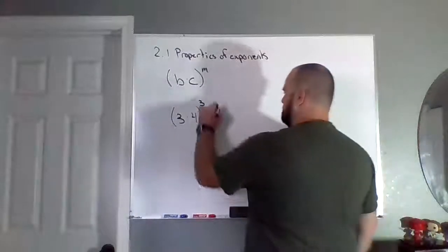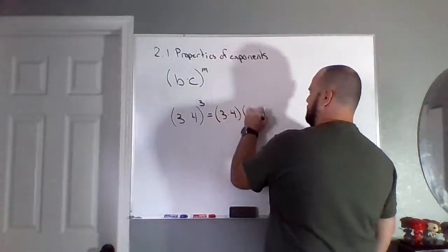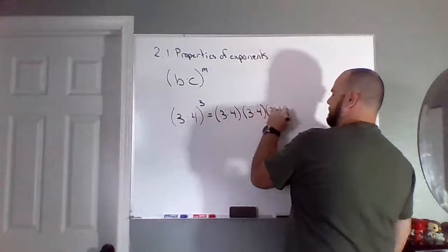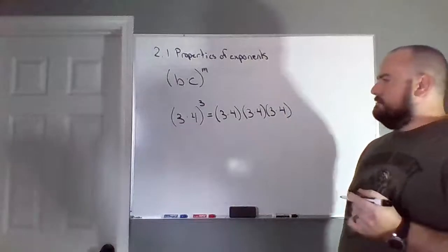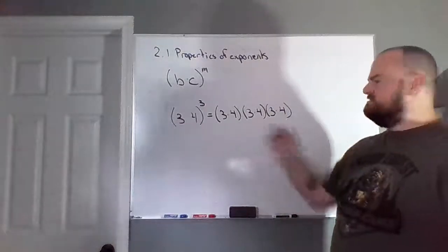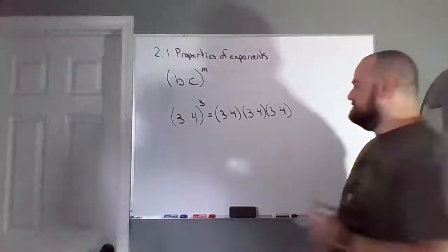So this becomes 3 times 4 times 3 times 4 times 3 times 4. Cool. I have all these parentheses, but I have just multiplication, which we know multiplication can be in any order, so I don't need those parentheses.